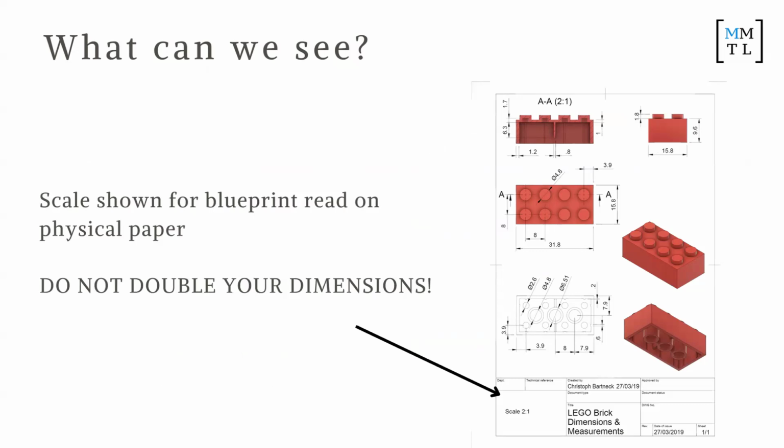And also the scaling on the blueprint is for when it's printed out on a physical paper, so you don't need to double any of your dimensions. The dimensions written in the engineering drawing should be specific to the final product.